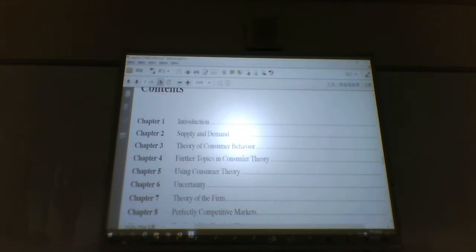theories of consumer behavior. And sometimes people will join a club, let us say a gym. So you want to exercise, and then you pay a little bit, a membership fee, and then you can get discounts for using the facilities. And another example is Costco.